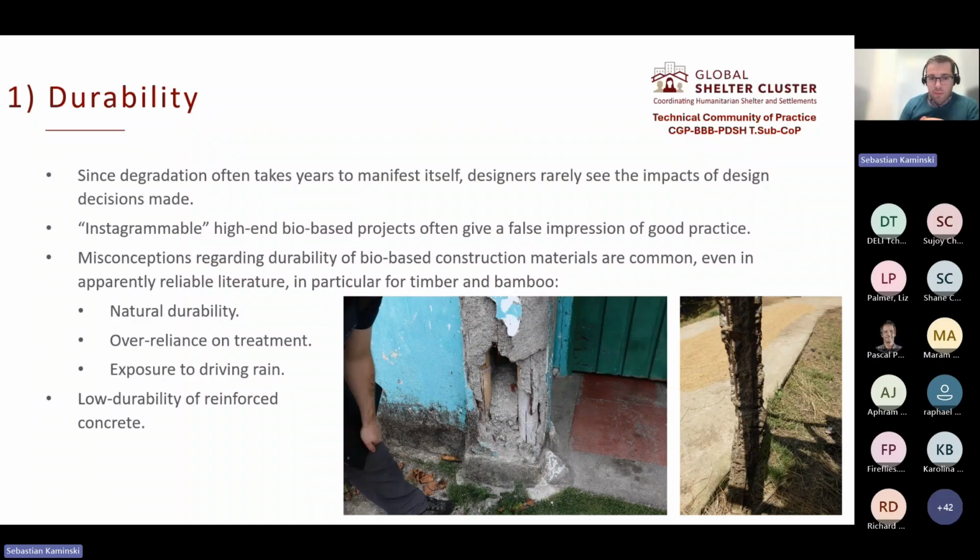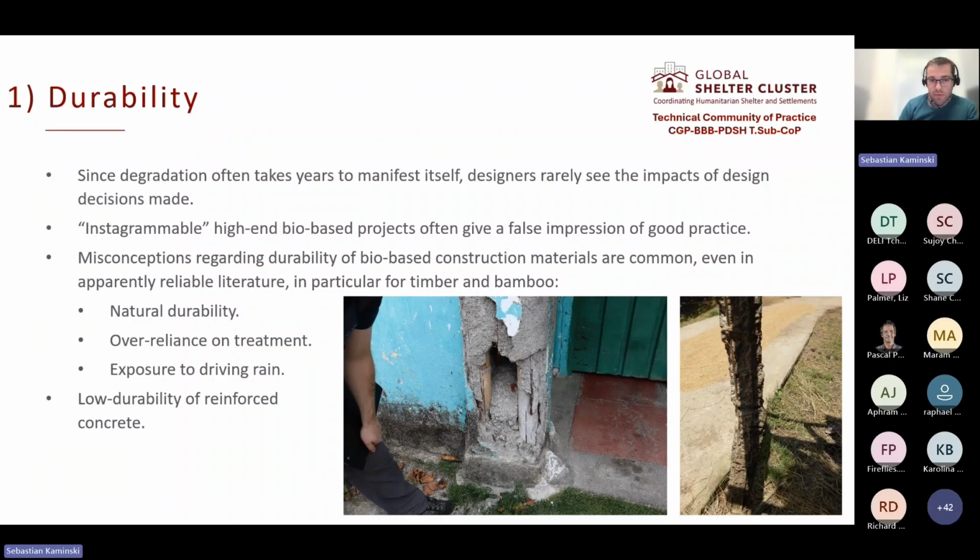And unfortunately, if you Google right now, beautiful timber or bamboo, or other bio-based projects, you tend to get very Instagrammable photos that give a false impression of good practice. We know that while they look good on day one, after 5 or 10 years, those buildings suffer degradation, often have to be dismantled, but that's never reported.